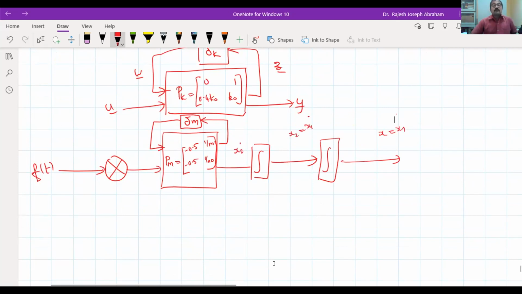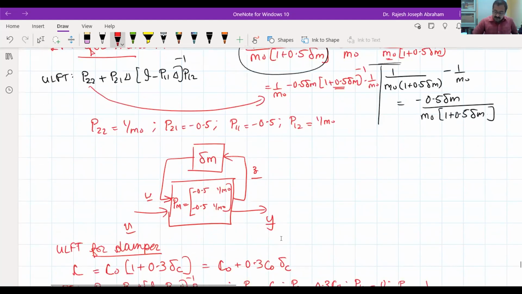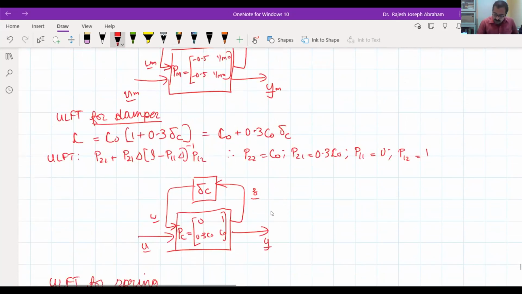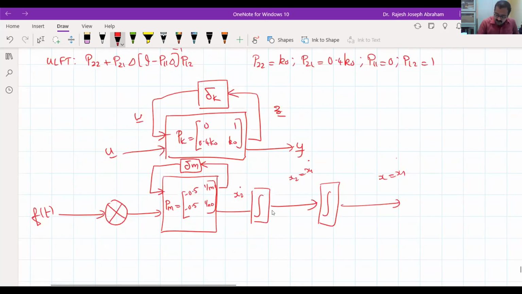Okay. So just for ease, let me mark this thing. So this was Zm. Let me mark this as Zm. Okay. This is Ym. This is Wm, and this is Um. Just for convenience. Okay. For mass. Similarly, for the damper, let this be Zc, Yc, Wc, and Uc. Okay. And finally, for the spring constant K, let this be Zk, Yk, Uk, and Wk.